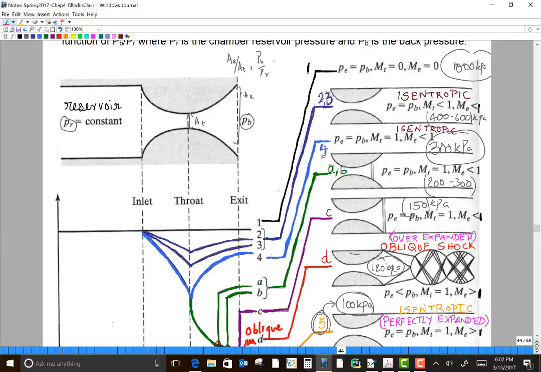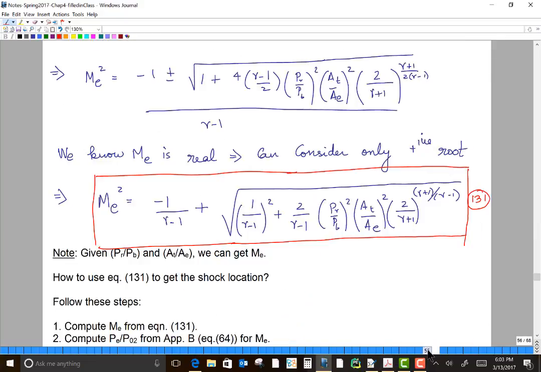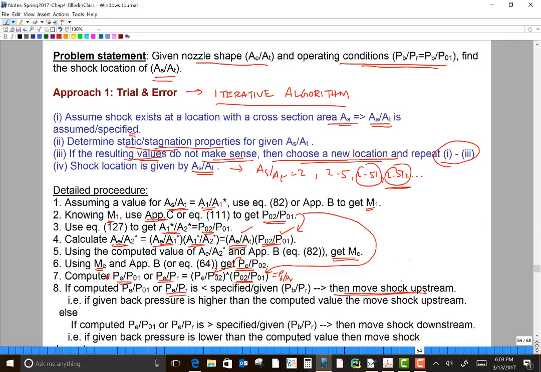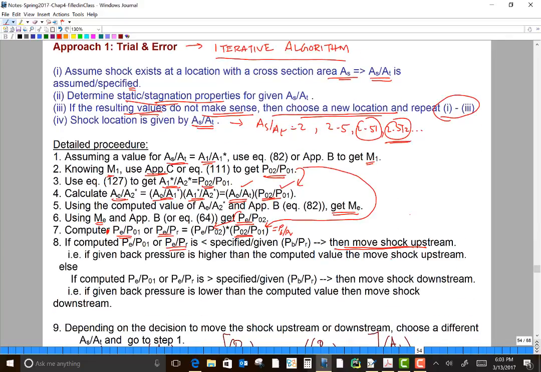So if you're computing a back pressure value that is lower than what it should be, then you should move the shock to the left. What you're essentially doing is under-predicting PB, which means you're computing the case corresponding to case B, whereas what you're really supposed to find is the case corresponding to case A, which means you need to move the shock upstream. Okay, so you use that piece of knowledge, and then you move the shock upstream.